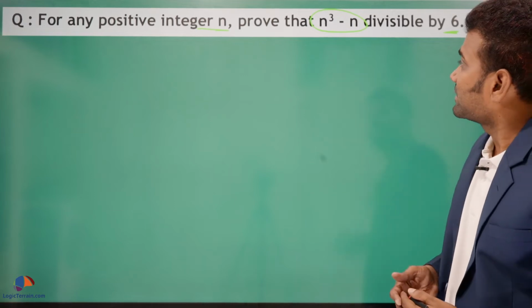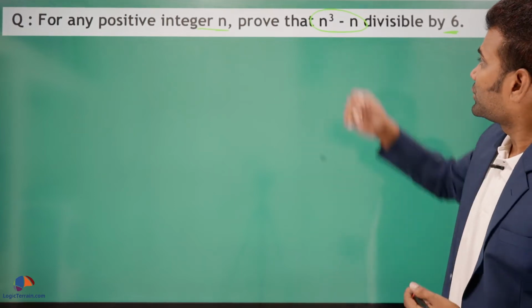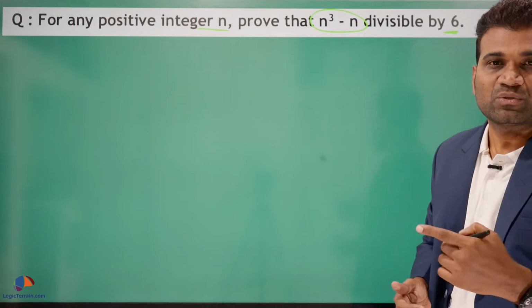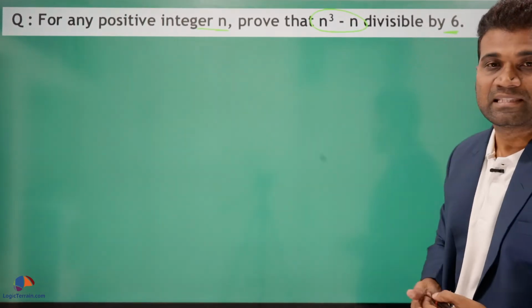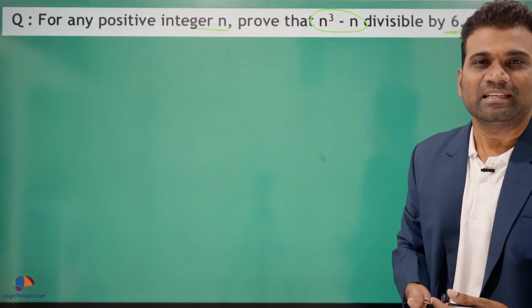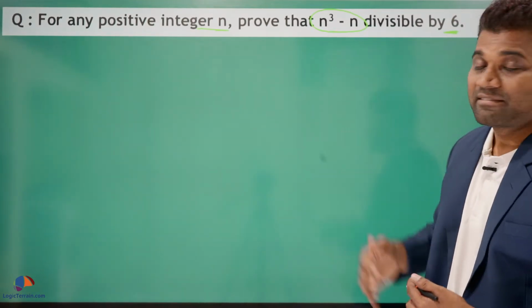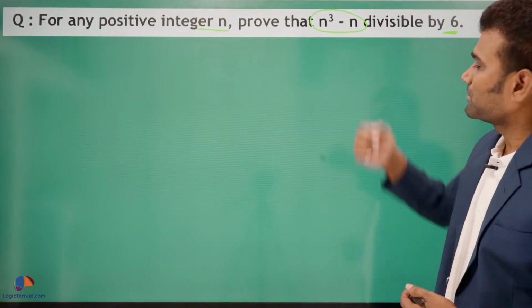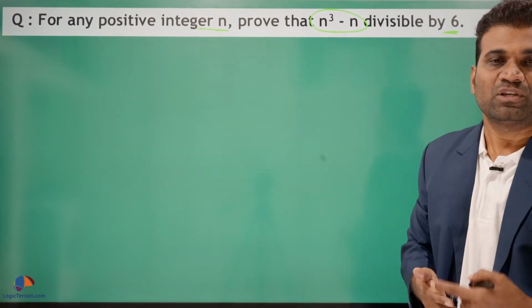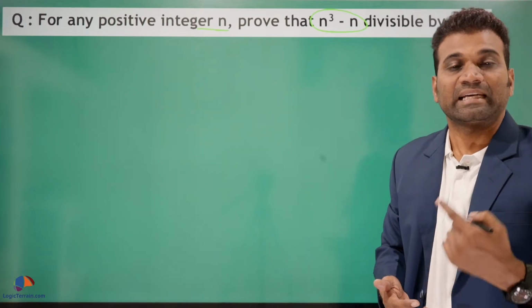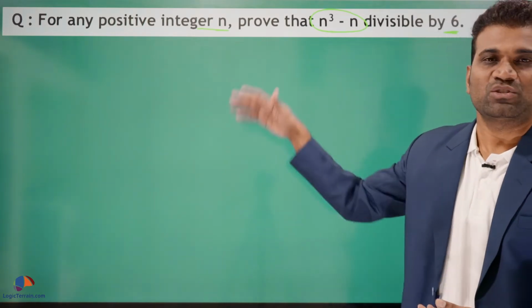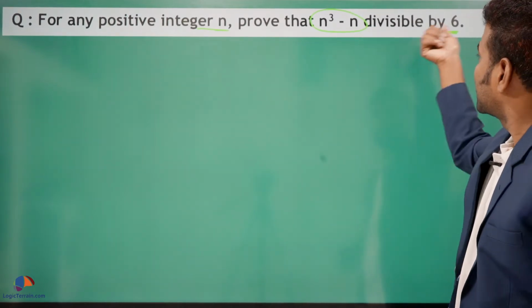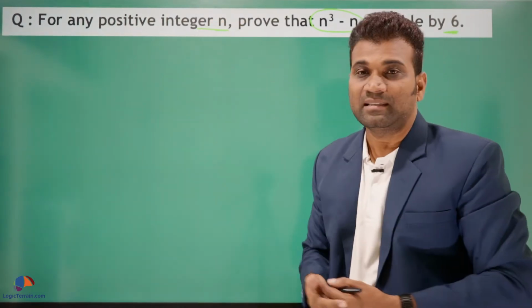Let us take n equals 2: 2 cube is 8, and 8 minus 2 is 6, 6 divided by 6 again is divisible by 6. If n equals 3, 3 cube is 27, 27 minus 3 is 24, 24 again is divisible by 6, and so on. So it is clearly evident that this is divisible by 6 for any positive integer n.